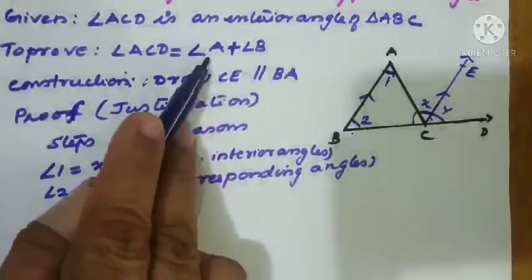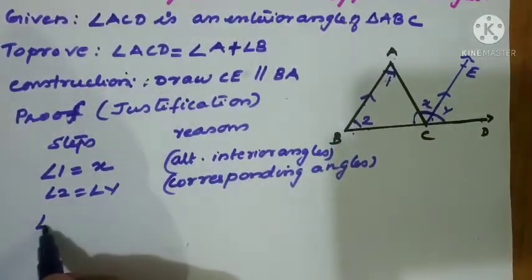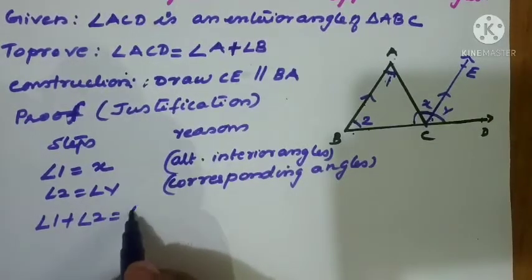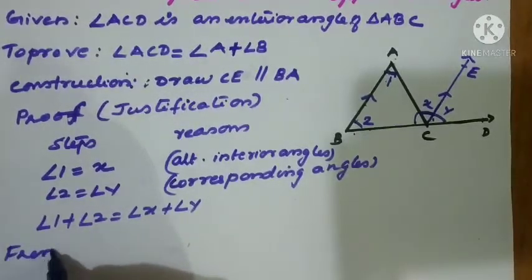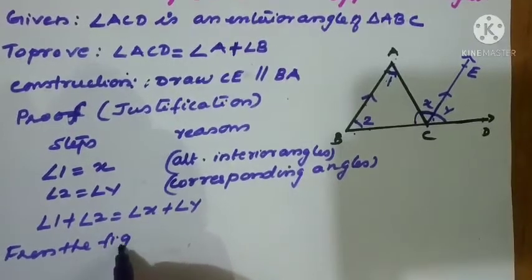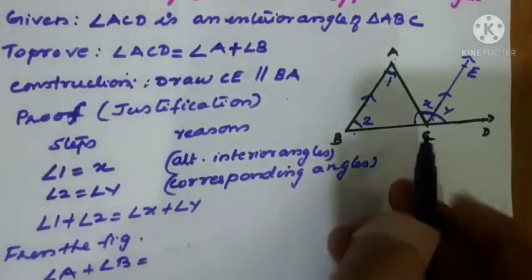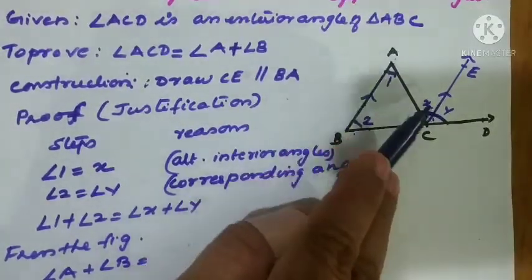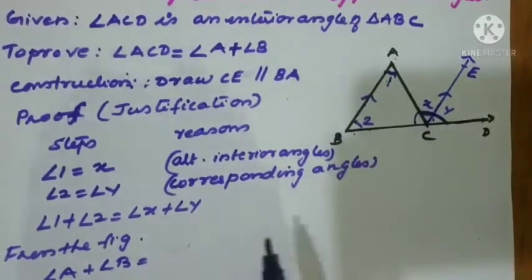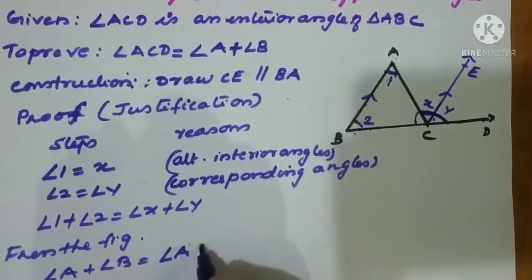Now we already know that angle A plus angle B we should get, which is that angle? Angle 1 and angle 2. So I'll write that angle 1 plus 2 equal to angle x plus angle y. Now from the figure, what is our 1? From the figure, angle 1 means angle A, angle 2 means angle B, angle x plus y, that is sum of these two angles, right? Which is that angle ACD, right? So from the figure, angle A plus B equal to angle ACD.